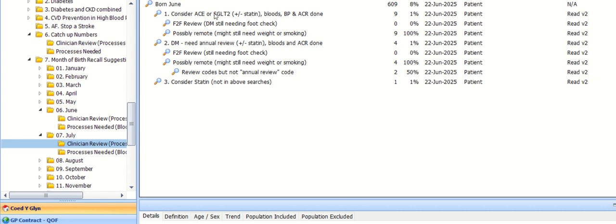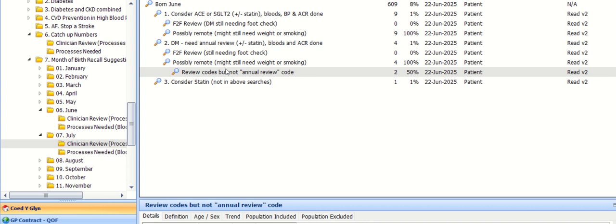And again, split into those still needing foot checks, and again, split into those who aren't eligible for ACE, Flozin, but might need annual review. And it may be worth just checking because they may well have had a review. Quite a lot of practices are not coding their reviews the way we used to under QOF.